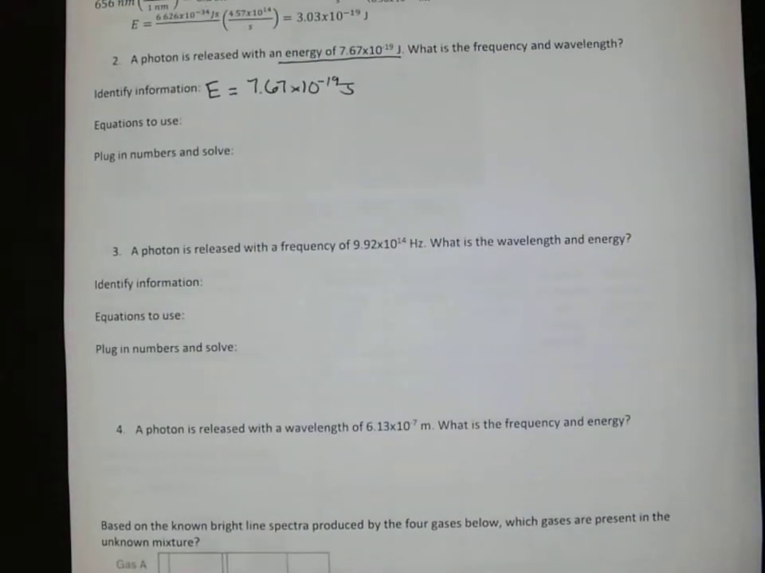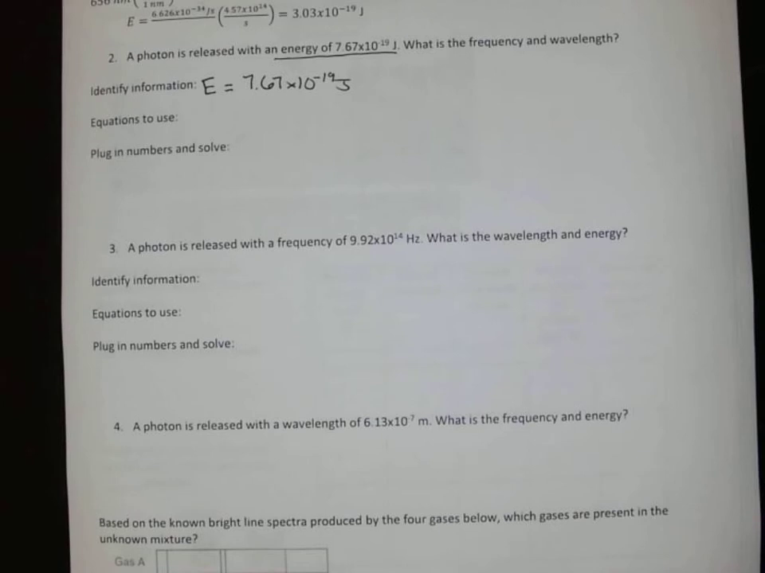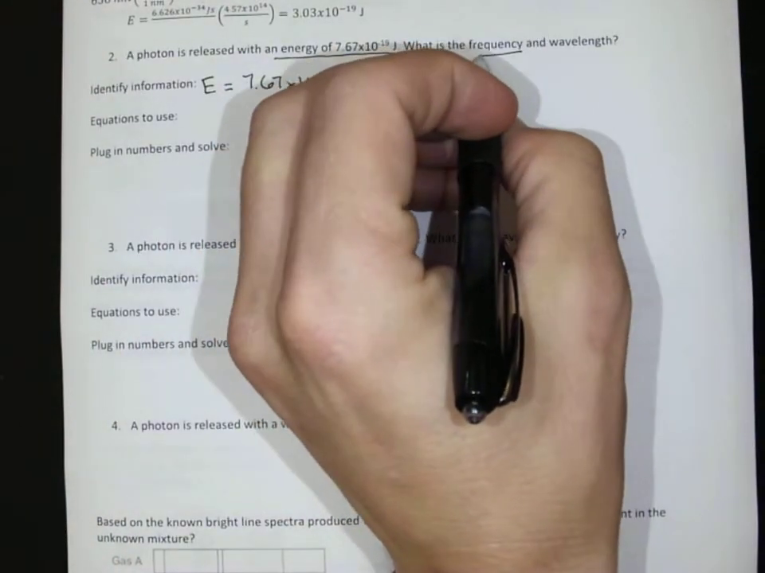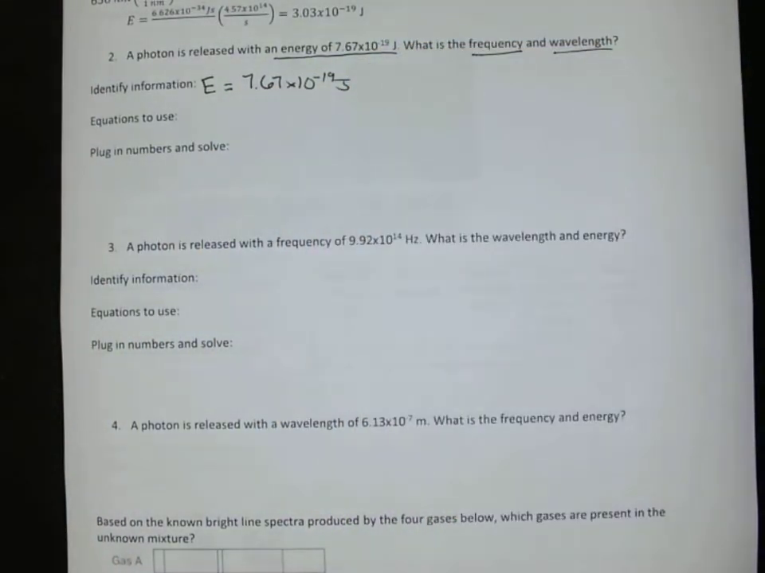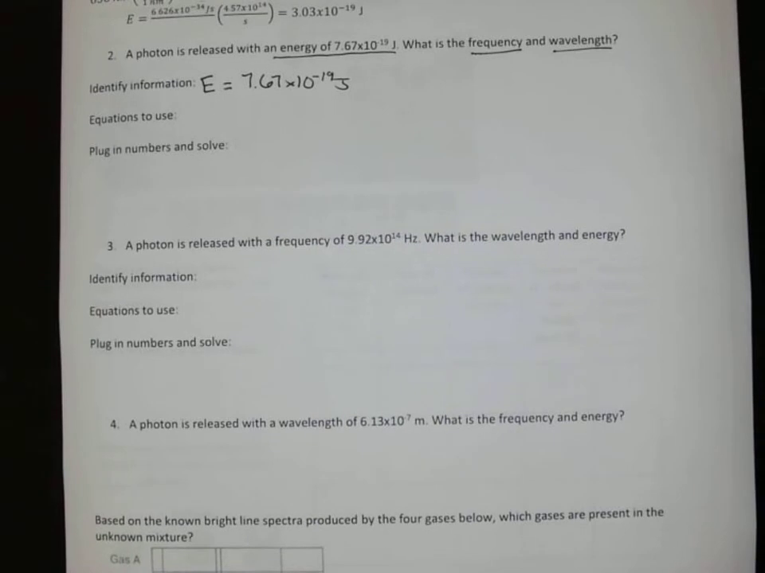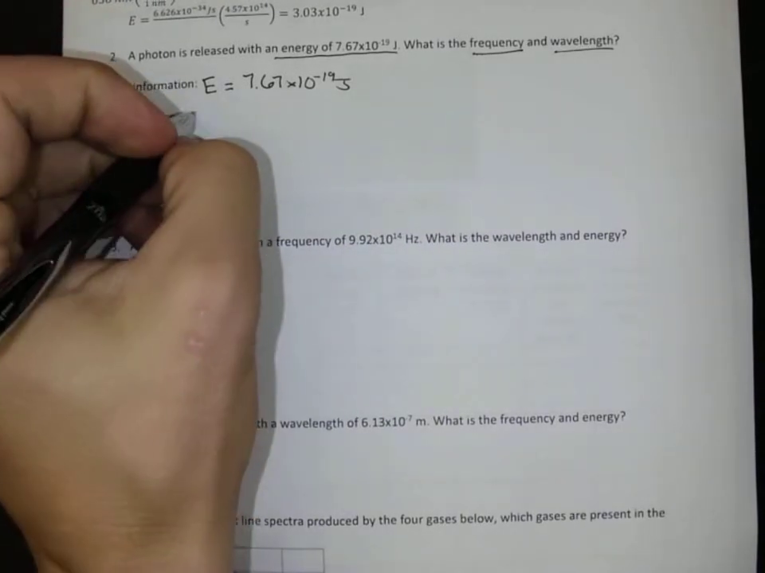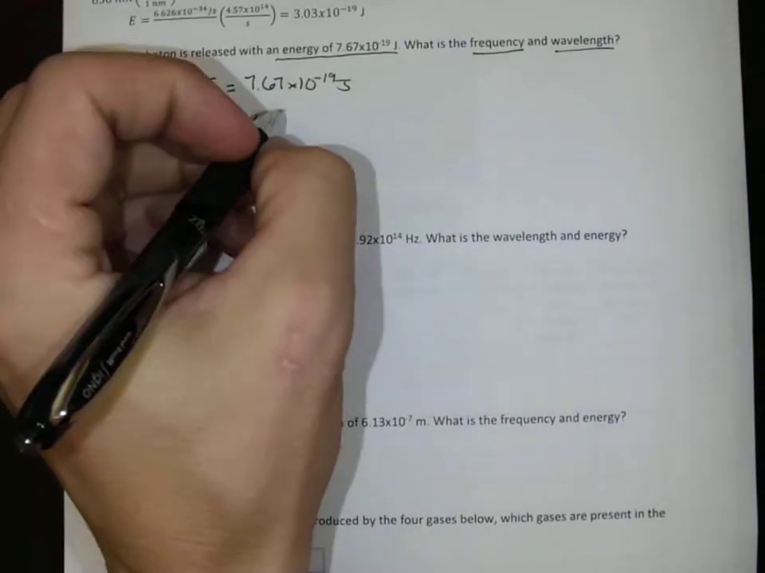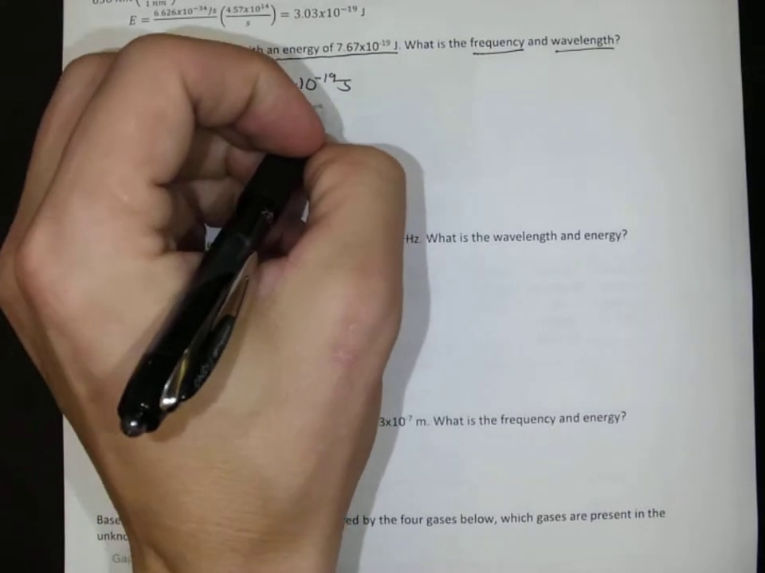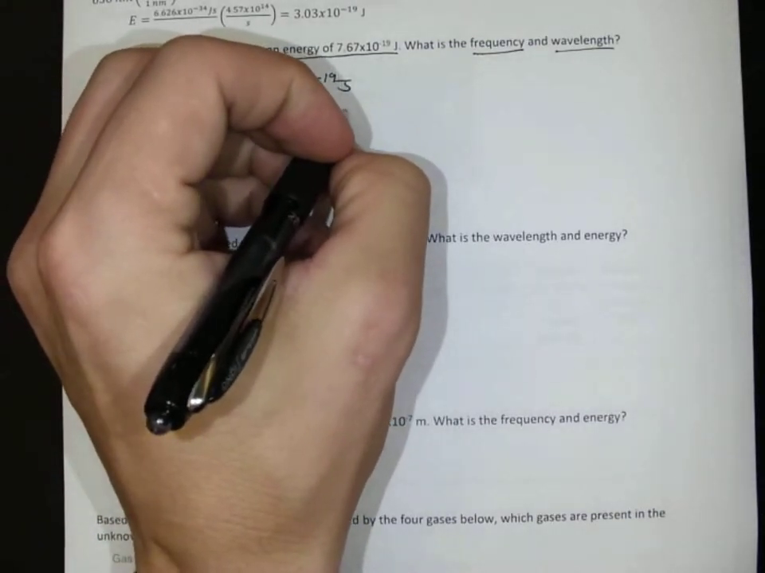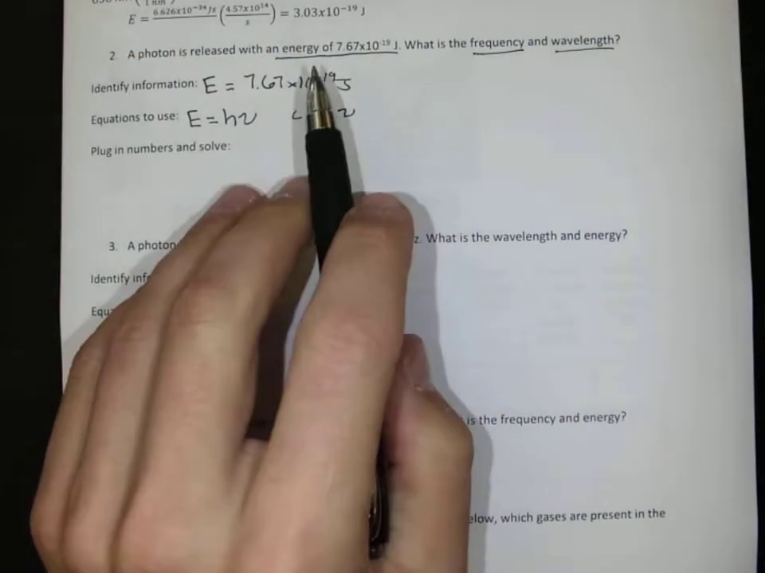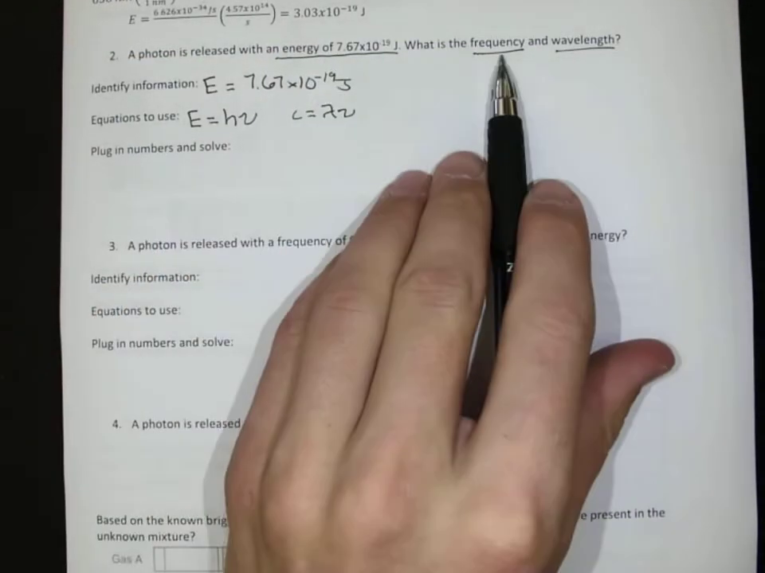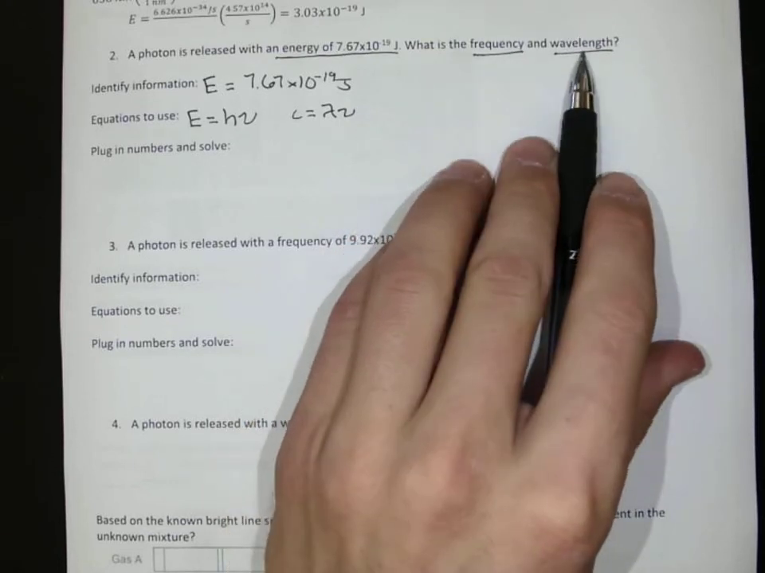Then I need to identify as well what I am going for, what I'm trying to solve for. So it asks me for my frequency and my wavelength. So let's go back and think about the equations that I'm going to use. Of course, I'm going to use E equals h nu and c equals lambda nu, but I have energy and I'm trying to solve for frequency and wavelength.